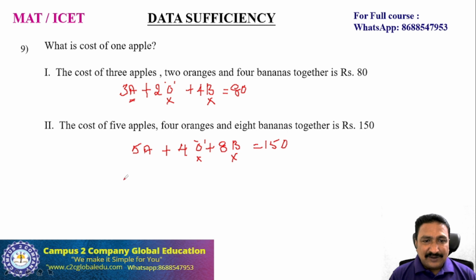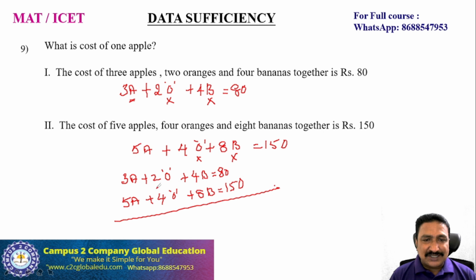So if you combine, the first equation is 3A plus 2O plus 4B, together 80 rupees. And the second equation is 5A plus 4O plus 8B, together 150 rupees. So we have to find out the cost of apple. If you want to find out the cost of apple, we have to eliminate the cost of orange and the cost of bananas. If you observe the first statement and second statement clearly, here 4O is there, here 2O is there, here 8B is there, here 4B is there.